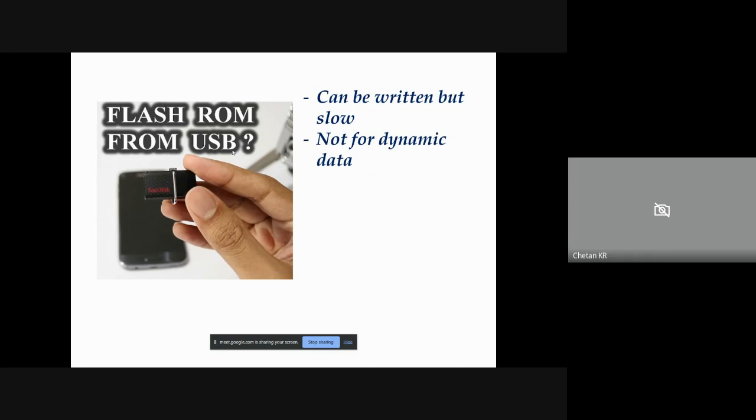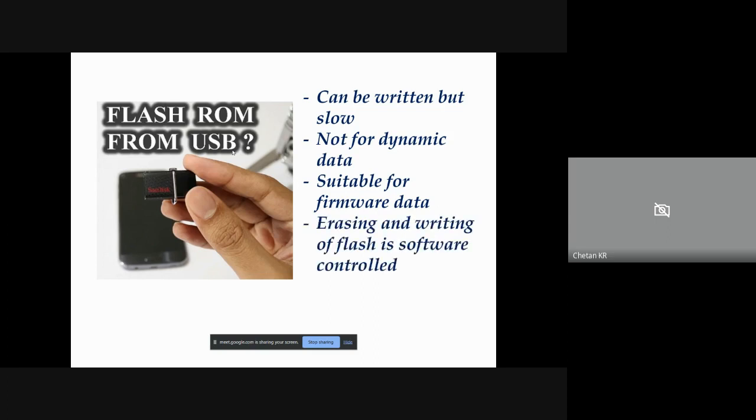In flash ROM, the complete boot code is reloaded. That's all. It will erase, and that is one process. Again, it will rewrite with a new thing. If any virus or any checksum errors are there, they will be solved. So it is very slow, not for dynamic data, suitable for firmware data. Firmware is a device where it will have hardware and software both. Such boot code is again used in flash ROM.